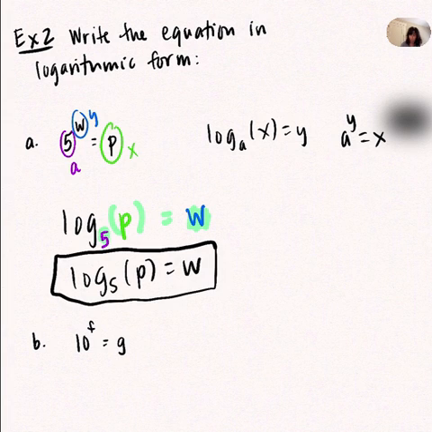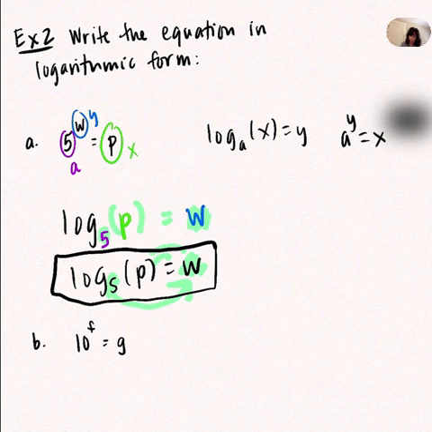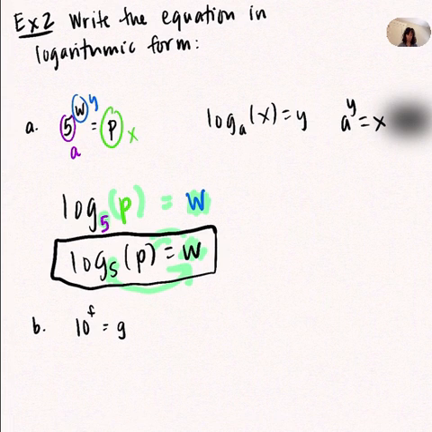You can double check your answer by doing this circle thing, as I like to call it, where you see, okay, we need 5 to the w equals p. So 5 to the w should be equal to p. Now let's double check. 5 to the w equals p, so that works.